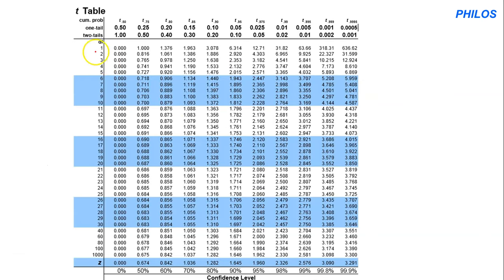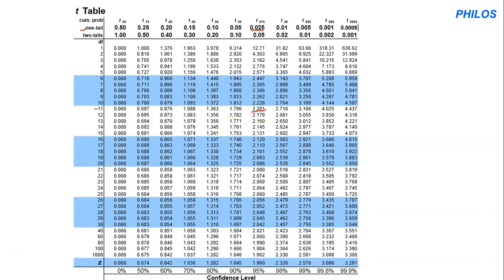Now when you take the T table, you check where they've written 1 tail. And then you check for the 0.025 on that line. So we have 0.025 here. So look at this side. They've written DF here, degree of freedom. So you check for 11. So this is 11. Now, you check the 0.025 against the degree of freedom of 11. So that will give you 2.201. So the answer for question A is 2.201.